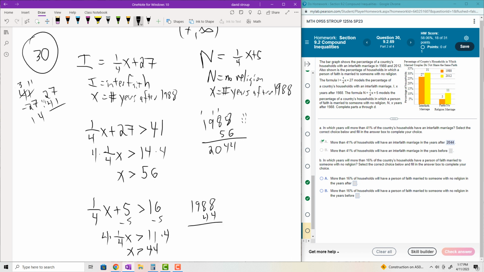So add 44 to 88. 8, 9, 10, 11, 12, carry the 1. 9 plus 4 is 13, carry the 1, 0, 1. So after the year 2032.